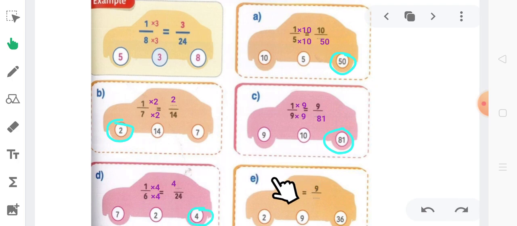Again, one more time. 1 becomes 9. Okay, 1 by 9, up and down. 4 by 9 equals 36. I'm gonna choose 36.